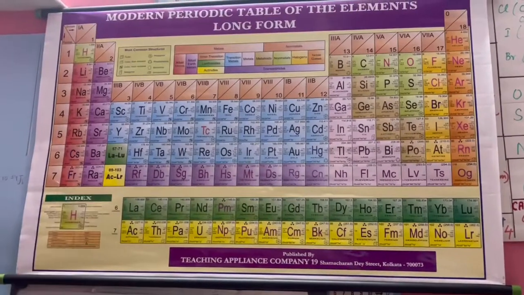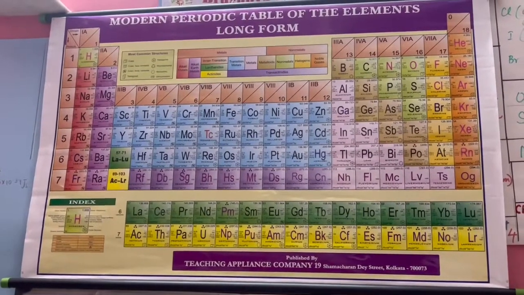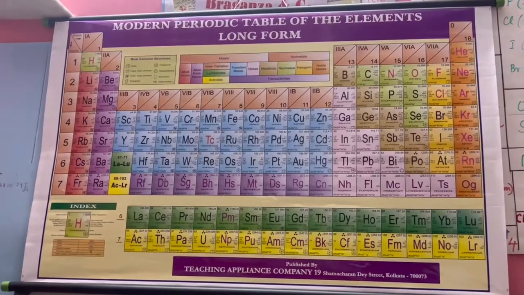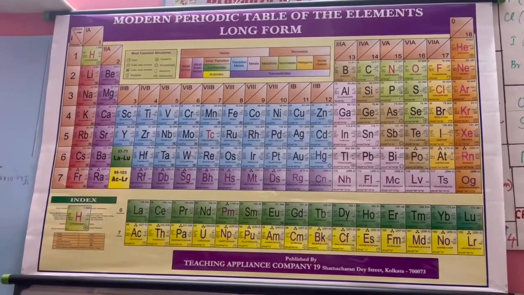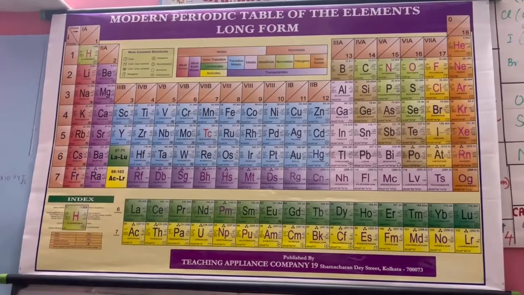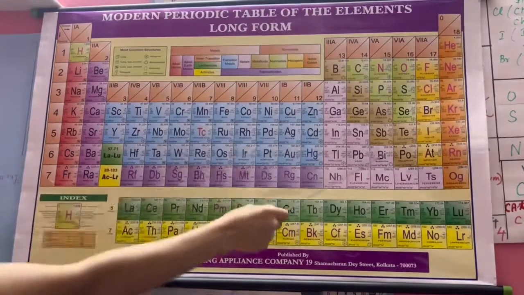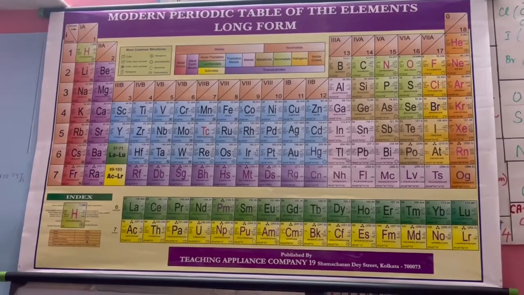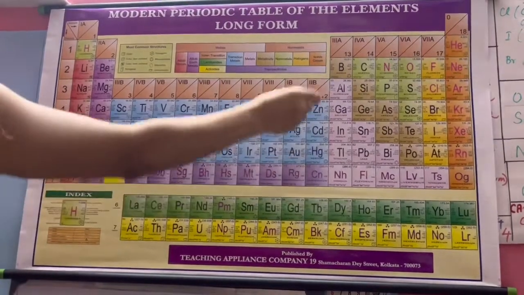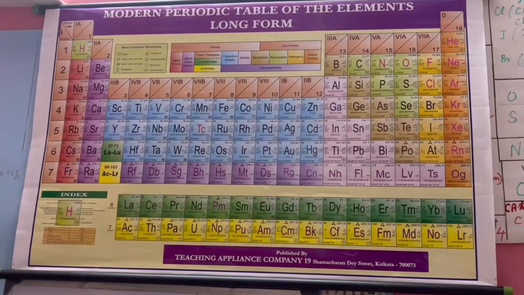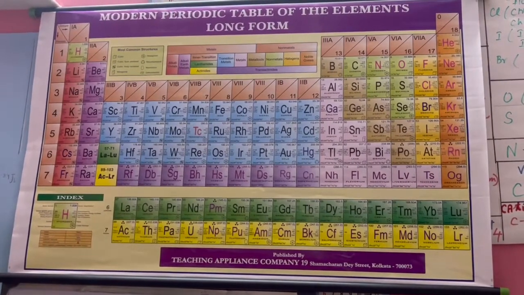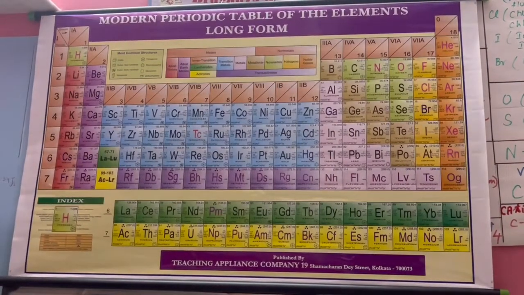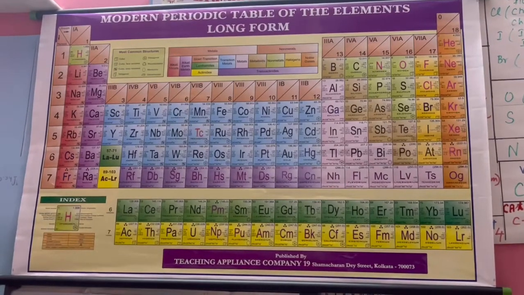Group 13 is called the boron family. As you can see, boron is the first member of group 13. Group 14 is also called the carbon family, as carbon is the first member of group 14. Group 15 is called the nitrogen family, as nitrogen is the first member of this group. Group 16 is called the oxygen family, as oxygen is the first member of this group. Group 17 is called the halogen family, halogen group, as they form salts with metals. So that is why they are called halogens.